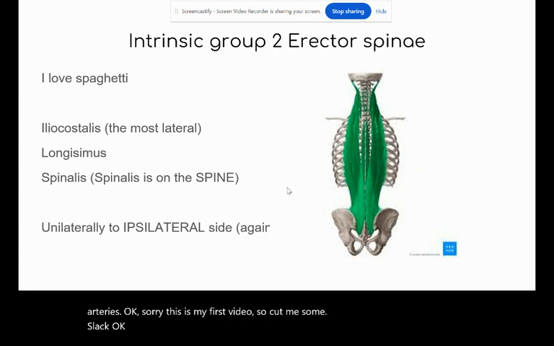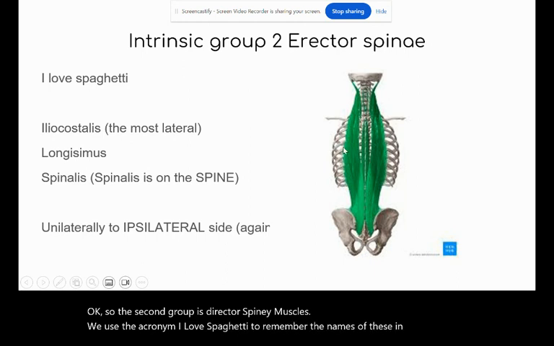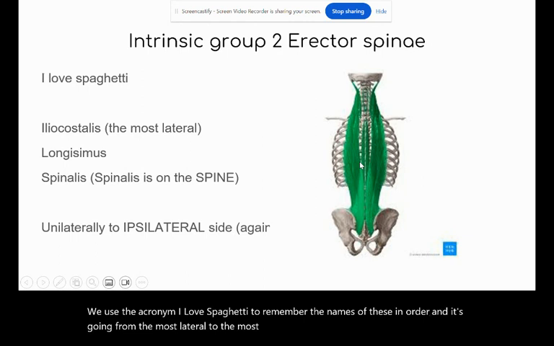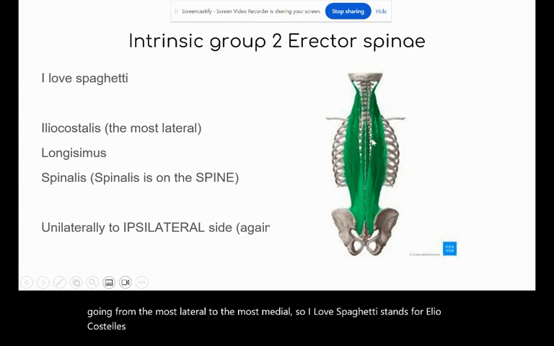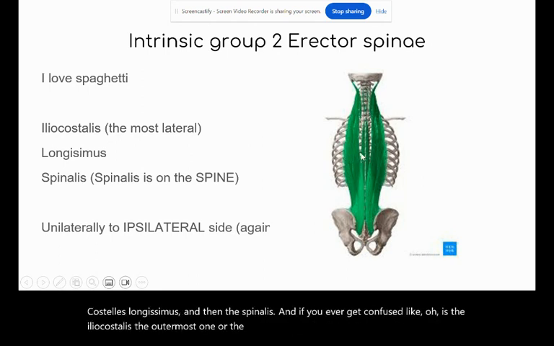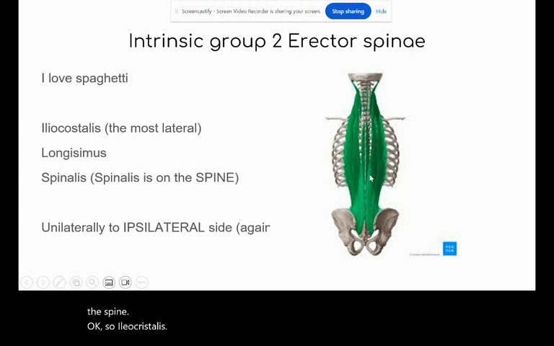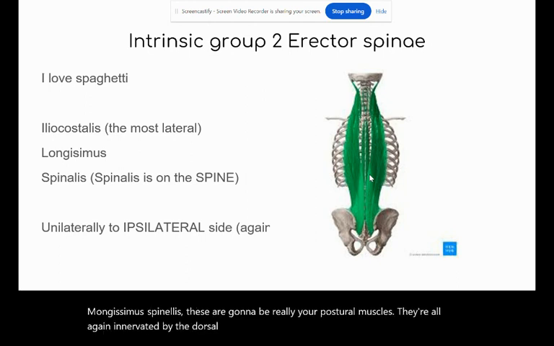Okay, so the second group is the erector spinae muscles. We use the acronym I Love Spaghetti to remember the names of these in order, and it's going from the most lateral to the most medial. So I Love Spaghetti stands for iliocostalis, longissimus, and then the spinalis. And if you ever get confused, like, is the iliocostalis the outermost one or the innermost one, I remember that the spinalis is on the spine. Okay, so iliocostalis, longissimus, spinalis. These are really your postural muscles. They're all, again, innervated by the dorsal rami. And just like the splenius capitis and cervicis, when these contract unilaterally, they go to the same side again. Okay, so ipsilateral side.